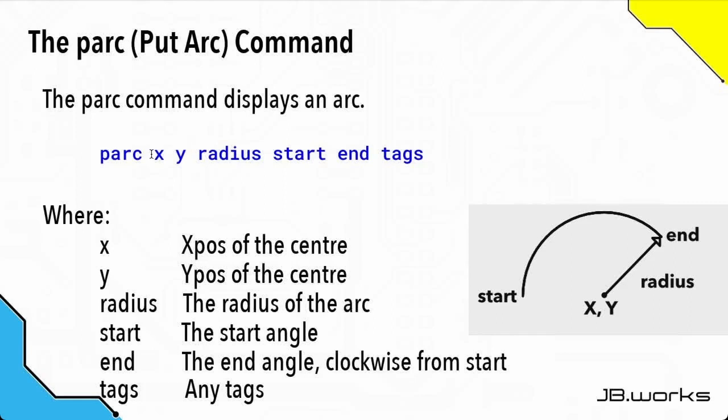And basically the parameters are x and y are again the center of the circle. The radius is, as before, the distance from the center. And then we have the start value. This is an angle. So right here is 0 degrees, and that's where the arc will start from. And then the end value is the end angle, and that's where the arc will end. And finally, we have the usual tags.